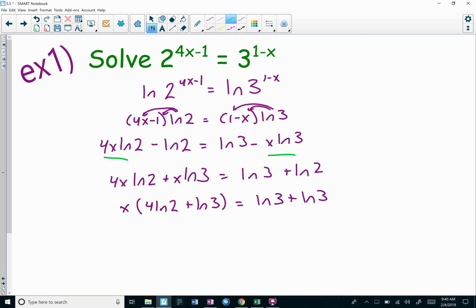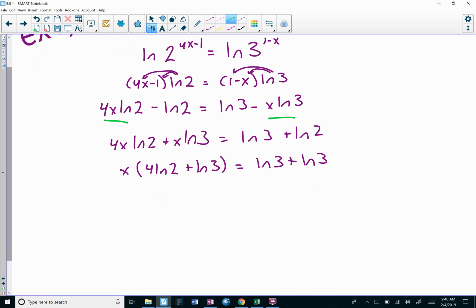Okay, and this is the part that's the most confusing to people. Before we divide, you can do it now or you can do it after you divide. It really doesn't matter. I'm going to clean this up. I'm going to clean up here, and I'm going to clean this up. Oh, and I made a typo here. Let me fix that. That's a 2.